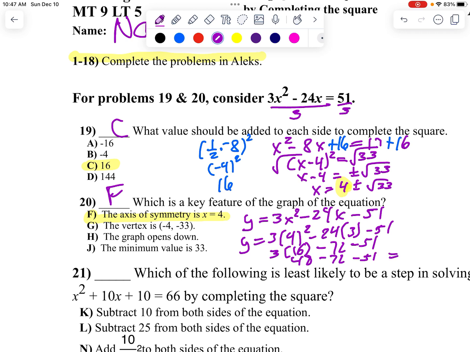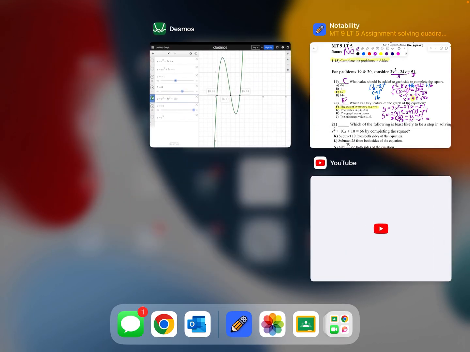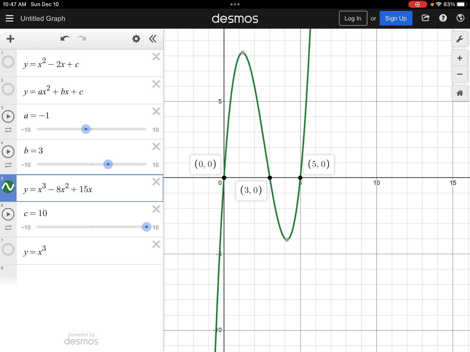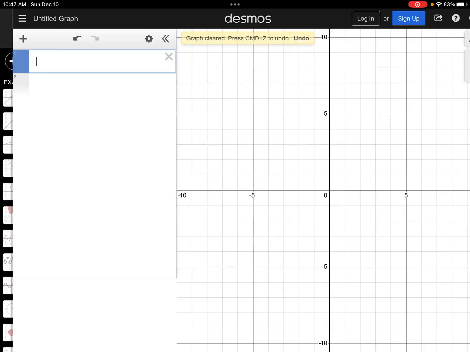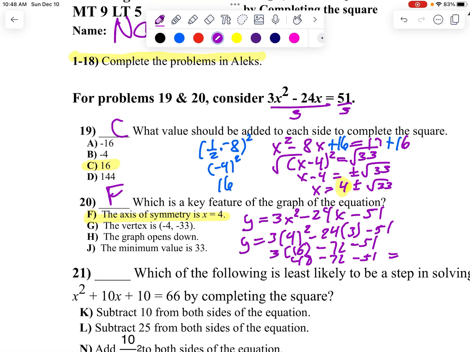Now I can't do that in my head, so I think I'll use my calculator. I'll take 48. Let me make a new graph here. So 48 minus 72 minus 51. That gives us negative 75. So my vertex would be at negative 4 and negative 75. And the minimum value would be negative 75.